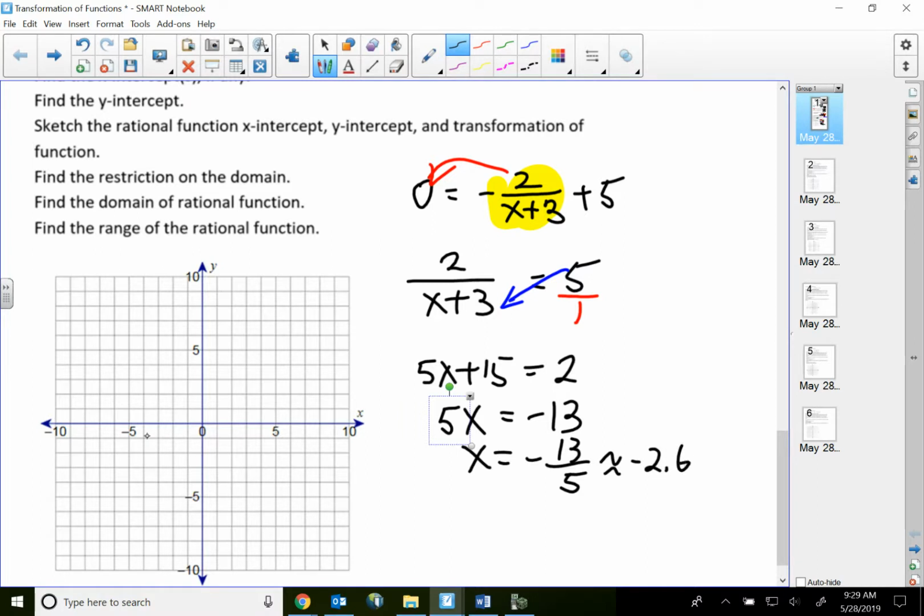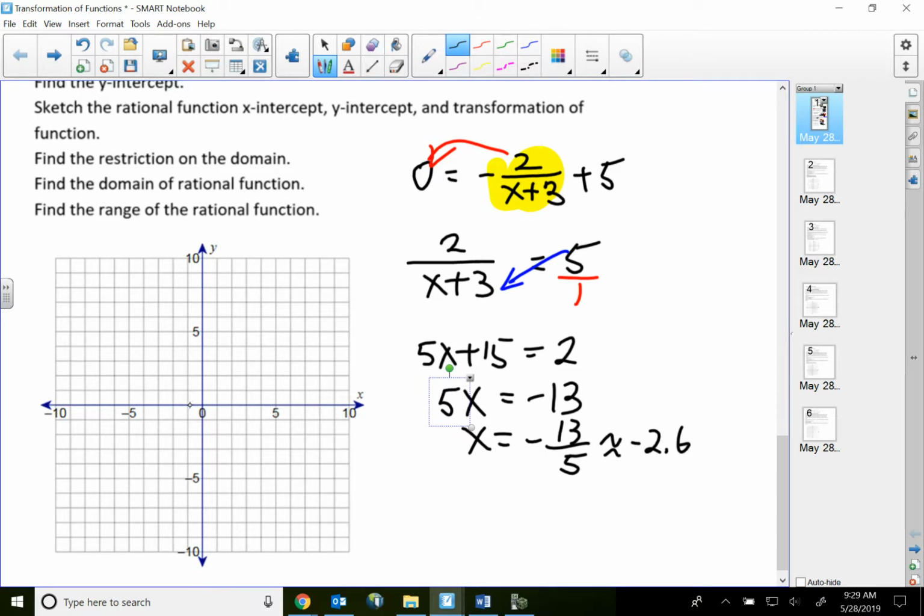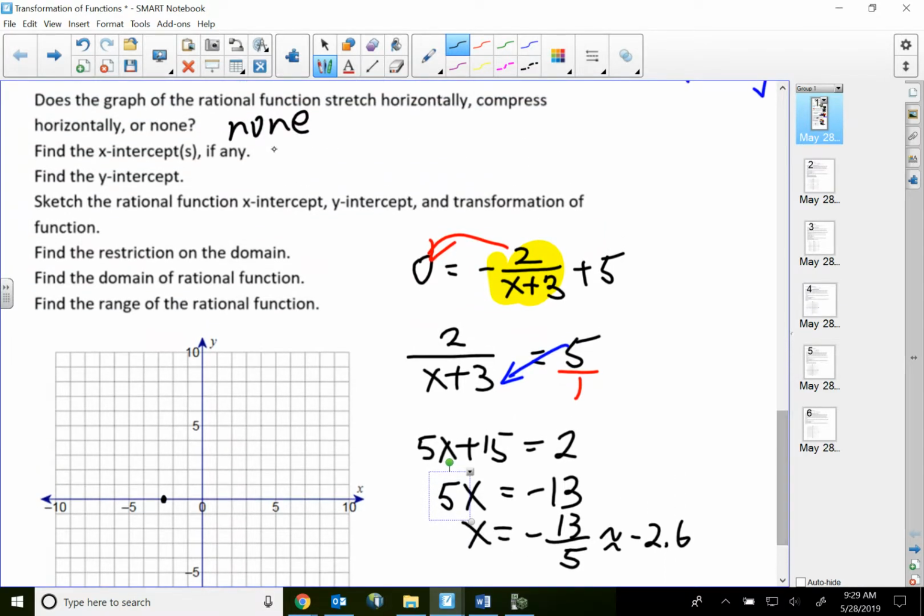All right. So when I plot this x-intercept in a minute, I know it's going to be negative 1, 2, negative 1, 2, 3. It'll be about right here. So I only have one x-intercept. I'm going to write the exact answer: negative 13 over 5, comma 0.